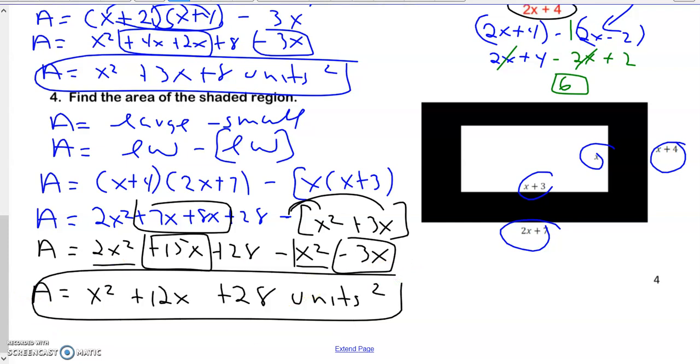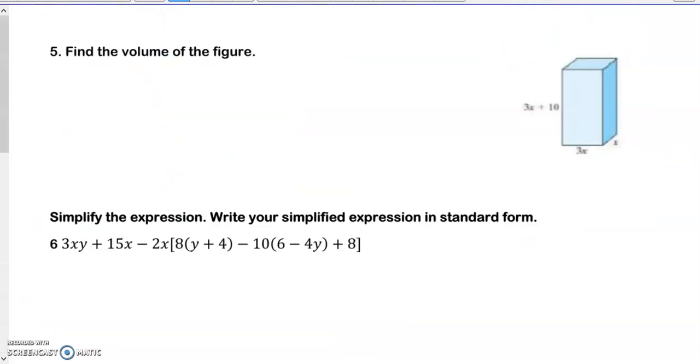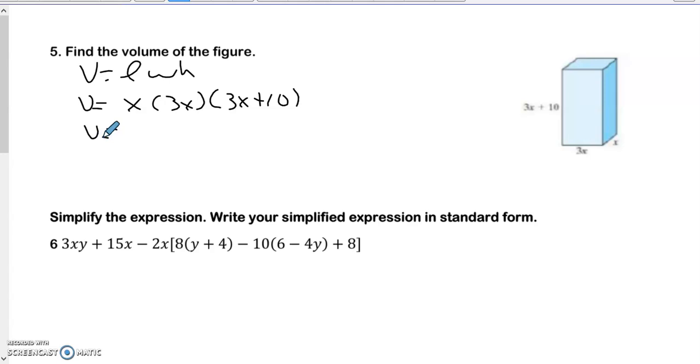So let's take a look at the next page. The next page is volume. So volume is length times width times height. So that is my formula, length times width times height. This one is pretty easy. I just do x times 3x and 3x plus 10. I take all dimensions and put them in there. And it doesn't matter which order you put it in.